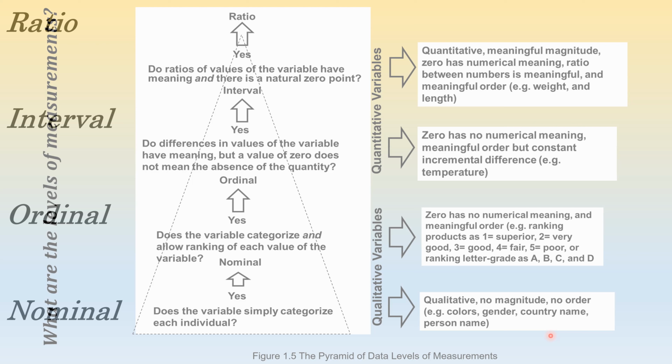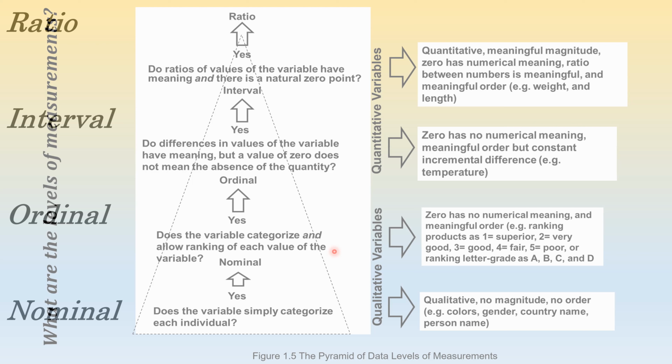Then you go to the next level, which is, does the variable categorize and allow ranking of each value of the variable? This is very much like a car race. Yes, if we say the first car that reached the end point, that's the winner, right? But how about the second car? That second car is simply the second car in the race. But that doesn't tell me whether the first car was twice as fast as the second one.